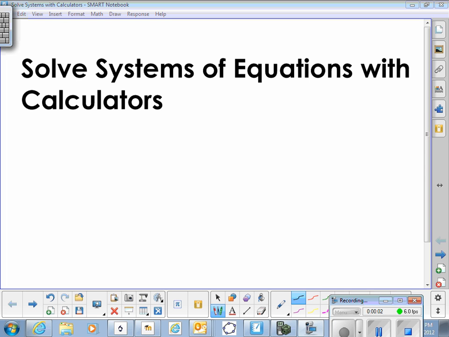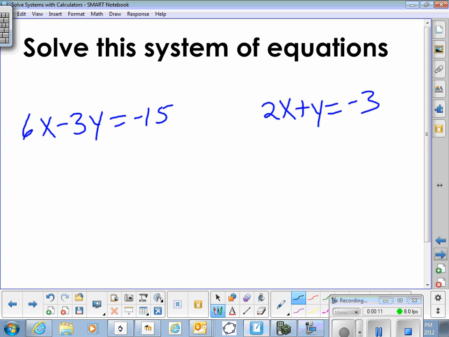This video clip describes how to solve systems of equations with calculators. So let's say you have this system of equations, two equations, two unknowns. To be able to solve this with a calculator, we first need to put them in the form of y equals. So we need to get y out by itself in each of those.